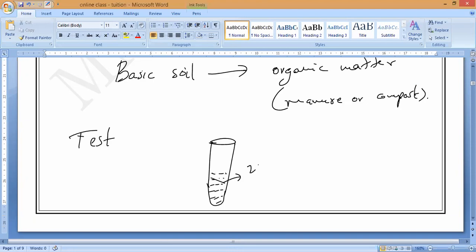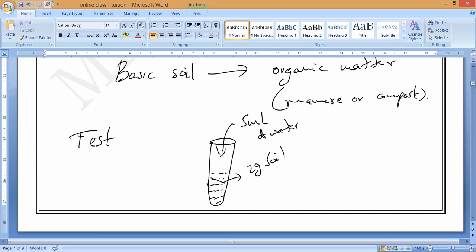So we have to take 2 grams of soil. Is it yes or no? So 2 grams of soil we have to take in a test tube, and we have to add how many ml? 5 ml of water. Understand? 5 ml of water, and we have to shake it vigorously so that the soil will mix with the water. Later, we have to filter that by using a filter paper.